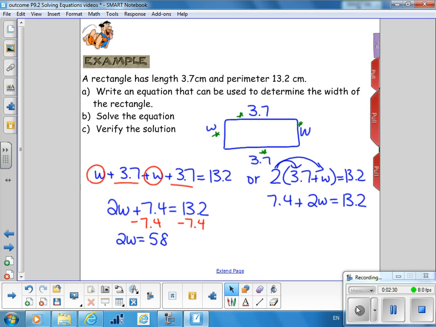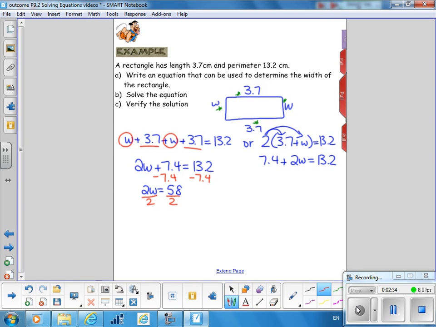We want to solve for W, so we're going to divide both sides by 2, because the inverse of multiplication is division. 2 divided by 2 is 1, so we're left with W. 5.8 divided by 2 is 2.9. So what we're saying is that the width has a length of 2.9 centimeters.